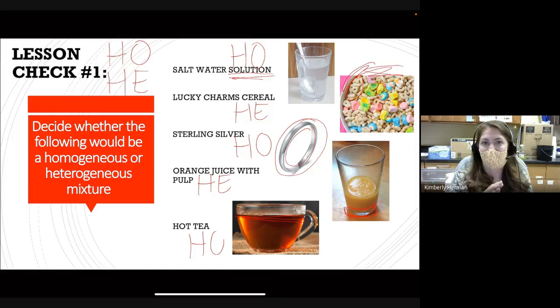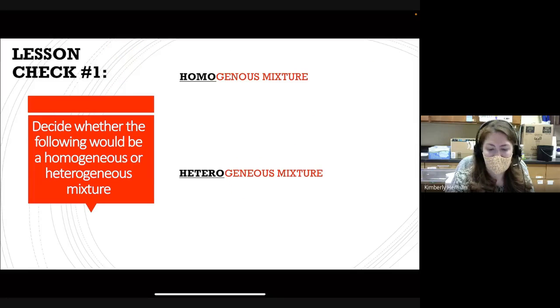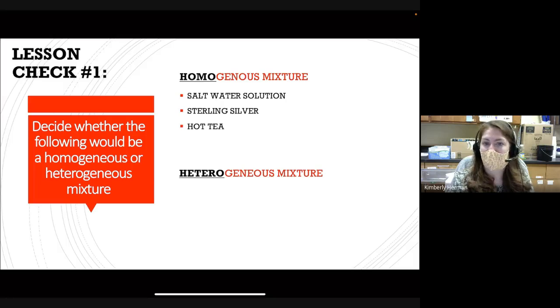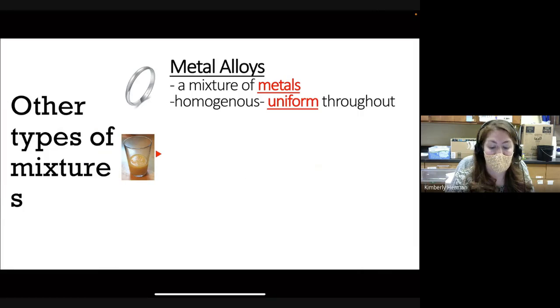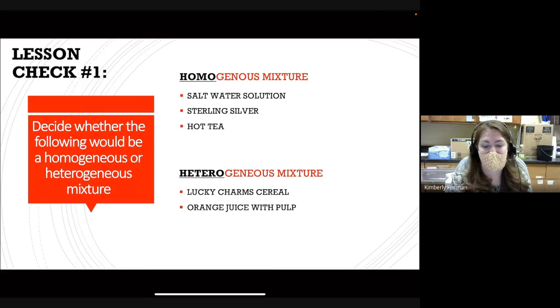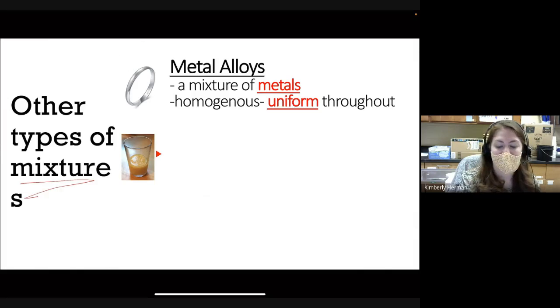So that takes us through the broad definition of homogeneous and heterogeneous. So we had saltwater solution, sterling silver, and hot tea as our homo, meaning the same, and our hetero was our Lucky Charms and our orange juice with pulp, and only 2 for that one. So other types of mixtures is the last thing we're going to talk about. So metal alloys are a mixture of metals like that sterling silver. We say they're homogeneous because they're uniform throughout.